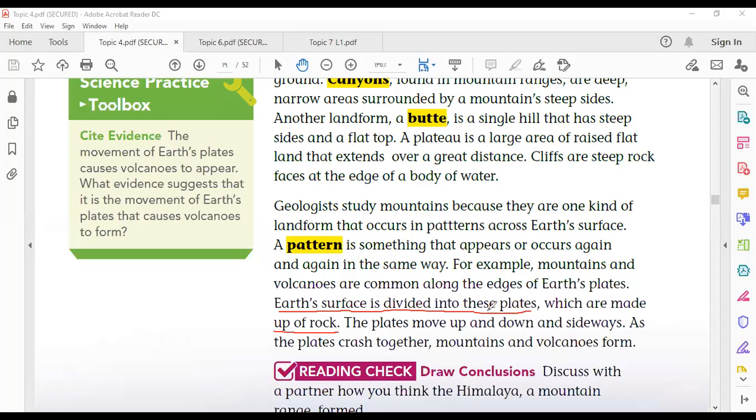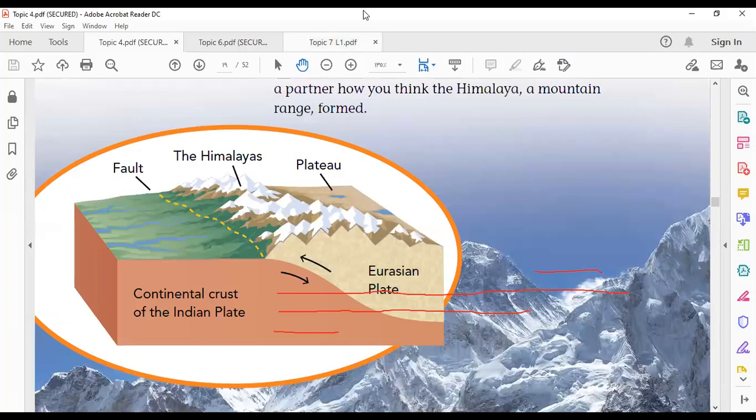What is the relationship between the plates and the mountains and volcanoes and earthquakes? Mountains like the Himalaya, for example, and volcanoes are common along the edges of Earth's plates. Look here please. This is an example of a plate. It's called the Eurasian plate. And this is another plate, the continental crust of the Indian plate. Look at the edges, meaning the areas where one plate meets another plate, the boundaries between them. Mountains like the Himalaya form there. Also, volcanoes and earthquakes are common in these areas.